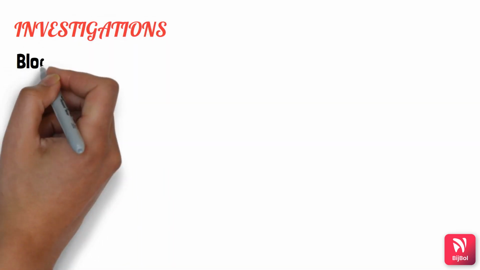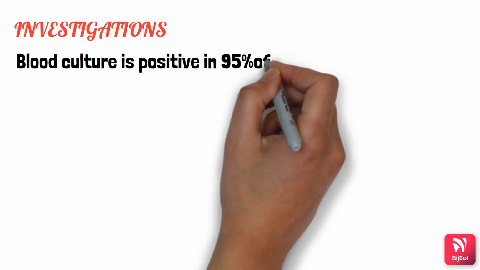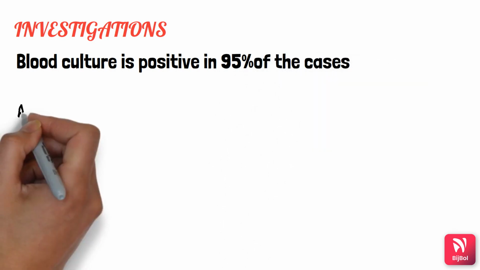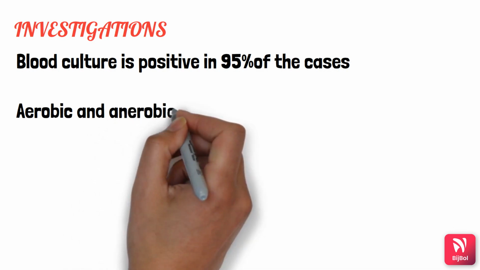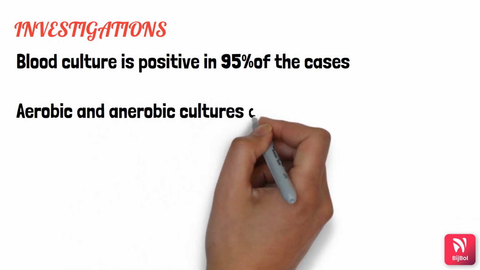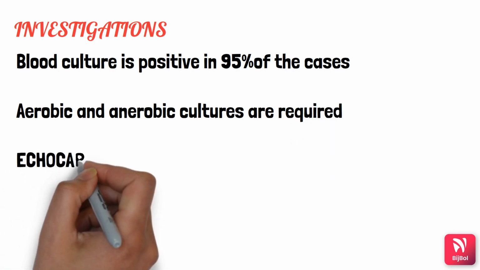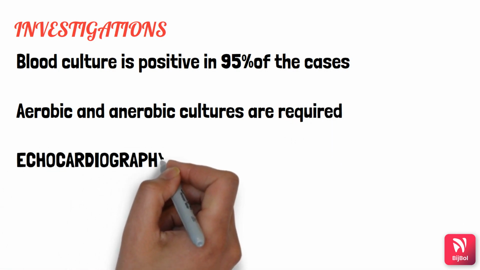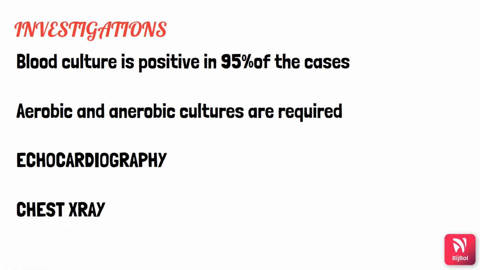Now let's come to the investigations. Blood cultures are positive in 95% of the cases and are the crucial investigation because they may identify the infection and guide the antibiotic therapy. 3 to 6 sets of blood cultures should be taken prior to commencing therapy and should not wait for episodes of pyrexia. Aerobic and anaerobic cultures are required.